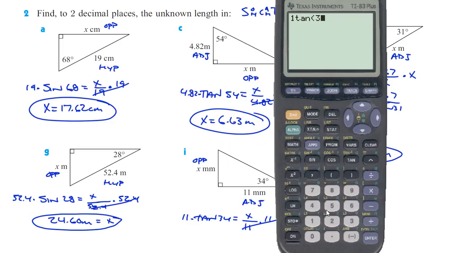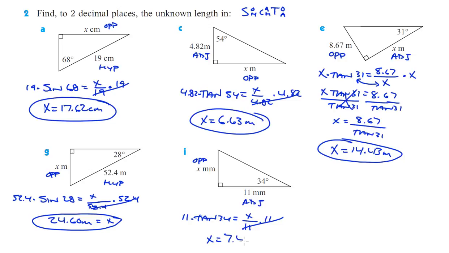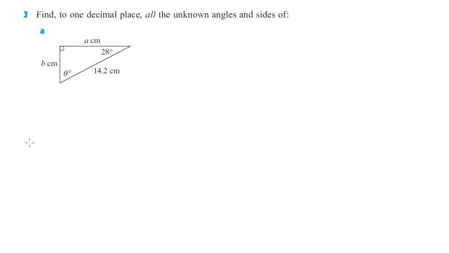11 tan 34 gives us 0. Oops, I did 1 tan. I got to be careful. 11 tangent 34. That looks better. 7.42 if we round it off. So x equals 7.42 millimeters for that one there. And again, that looks like a reasonable answer. All right? Okay. Moving on.